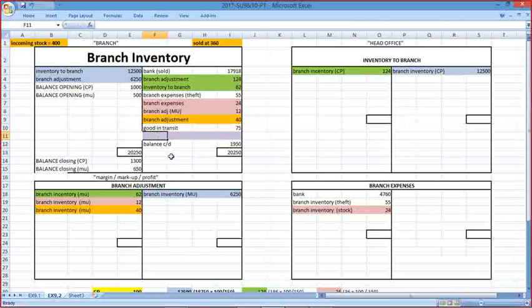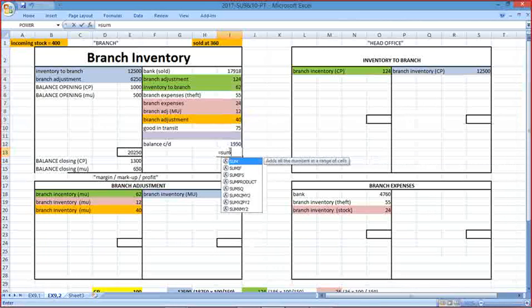Is it bigger? Let's check. Yes. No, it's not. It's smaller. I didn't add properly here. Let me sum up again, because we shouldn't have a negative. We should have a positive because of the profit. Okay, there's 10 that's different.